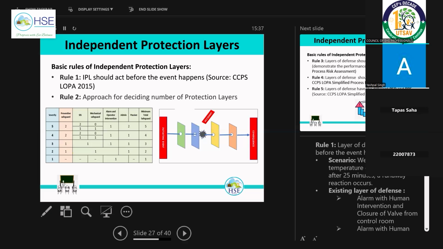Right. The second rule is the approach for deciding the number of protection layers. There should be an approach defined by the company for defining the number of protection layers. Basically, there are different protection layers: we have the control system, SIS, mechanical safeguards, alarm and operator intervention or response, and admin or passive layers.